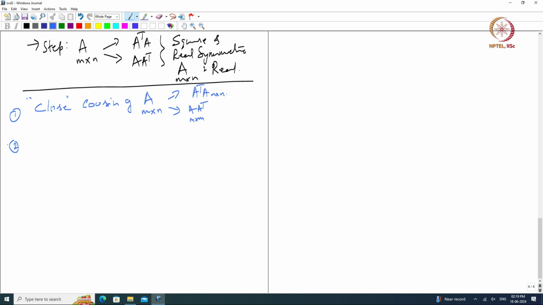Second part is we wanted eigen decomposition. Suppose I look at lambda I minus A transpose A or the other one, lambda I minus A A transpose. Of course, the size of A transpose A will be n cross n, this will be m cross m. Okay. So, in principle I can do the eigen decomposition of that. So, what do I get if I do?